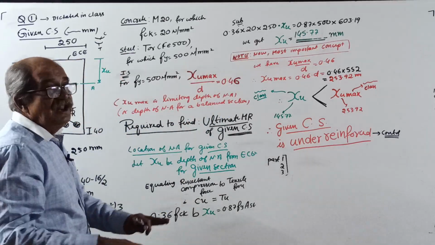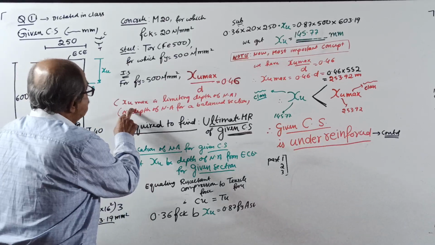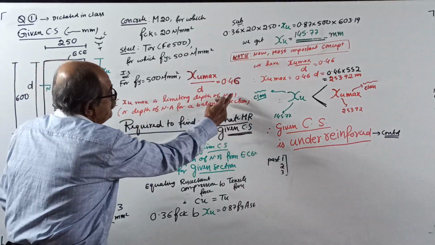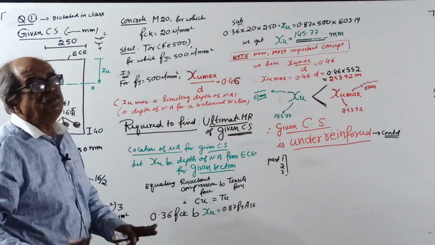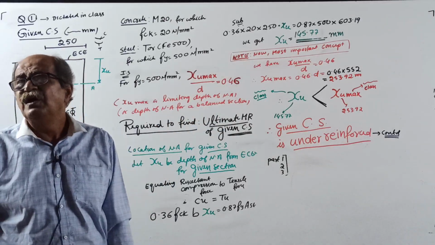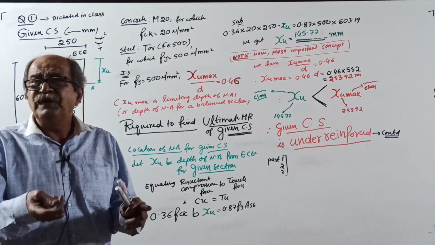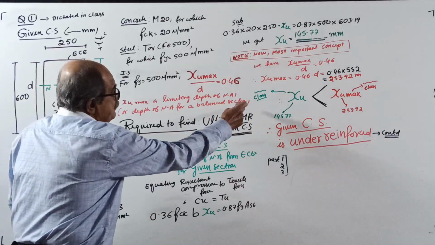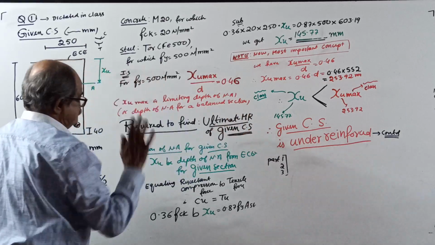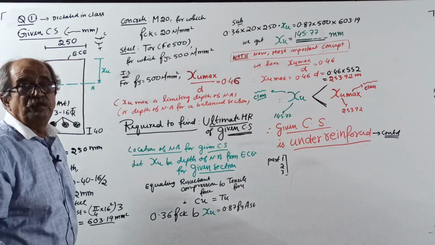Over. For information, XU max is the limiting depth of neutral axis, or the depth of neutral axis for a balanced section. I wrote it the first time. Next time, if you want to make a fair copy, refer to the first question and write it over. Required: to find the ultimate MR of the given cross section. Okay. First step, I told.